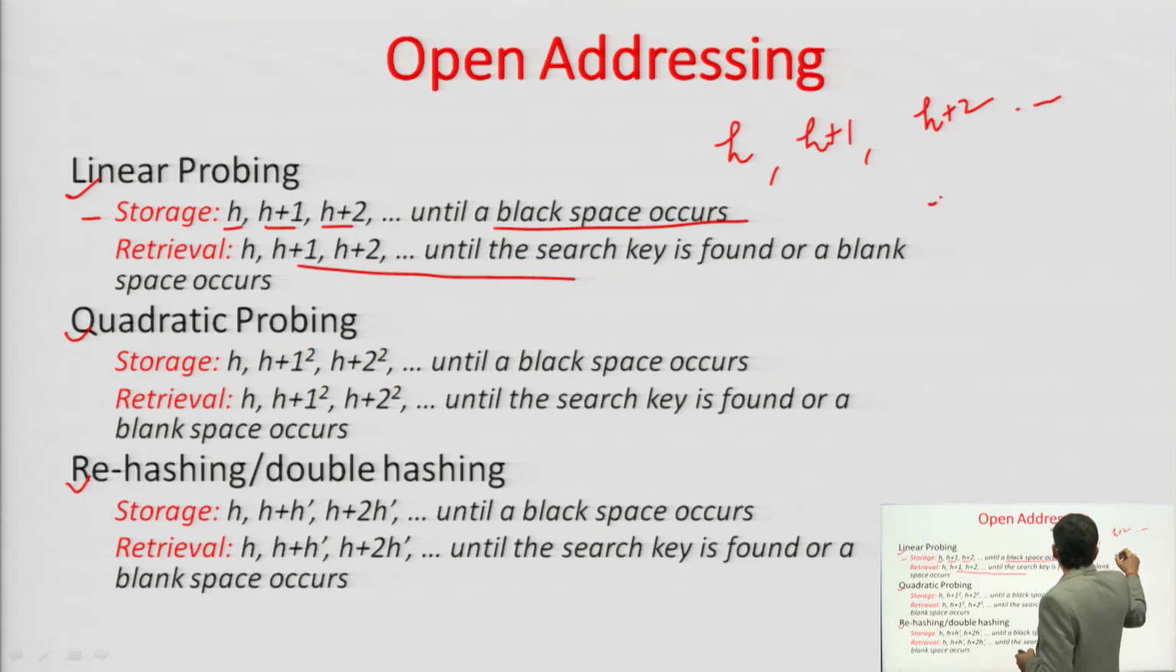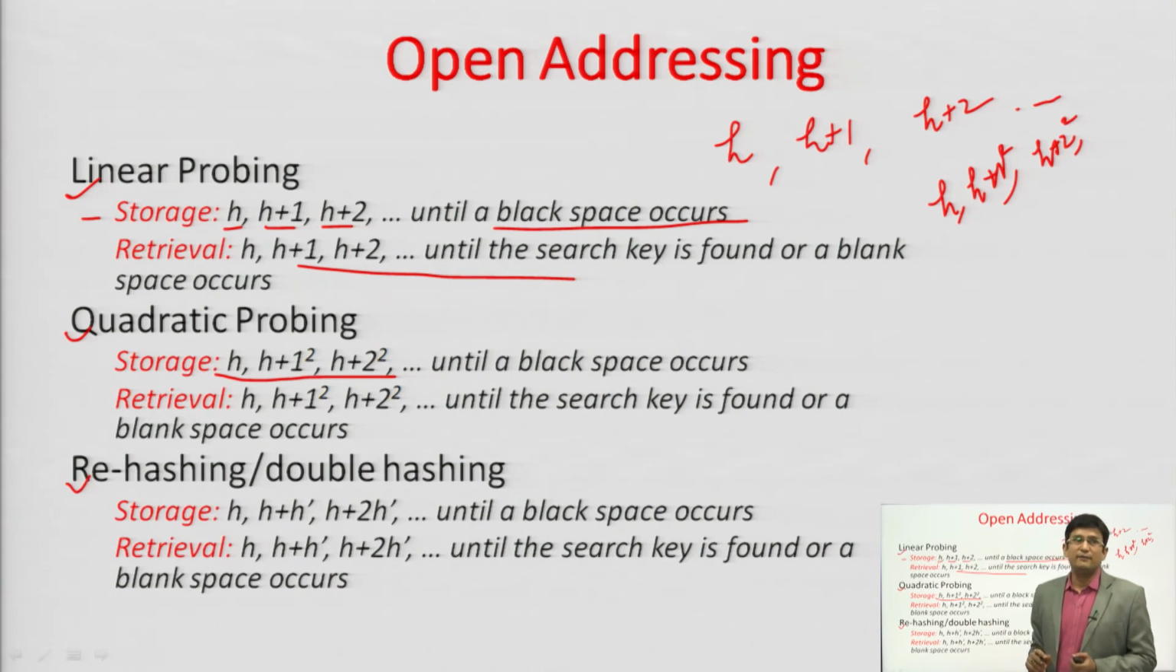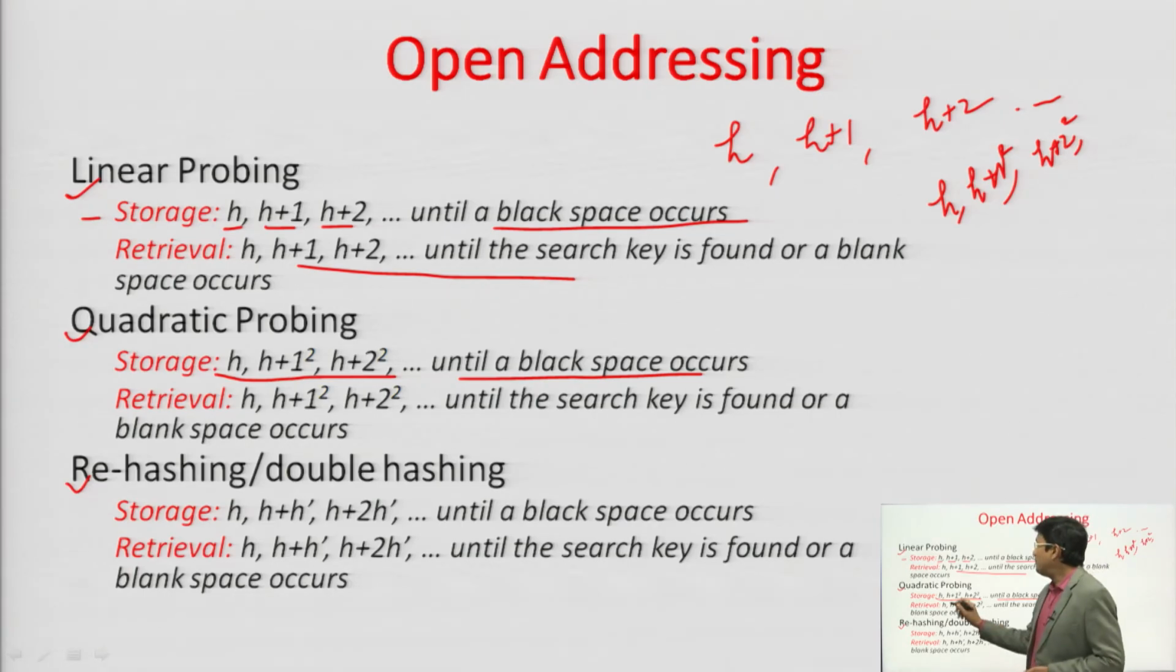क्वाड्रेटिक प्रोबिंग में अगर h लोकेशन बिजी है, सो देन यू लुक फॉर द h+1 स्क्वायर लोकेशन. इफ दैट इज आल्सो बिजी, यू लुक फॉर द h+2 स्क्वायर लोकेशन एंड सो ऑन सो फोर्थ. So in the quadratic probing, you look for the location h. If that is busy, look for h+1 square. If that is busy, look for h+2 square, until a blank space occurs for the storage process. Wherever the blank space occurs, you store a data item there.